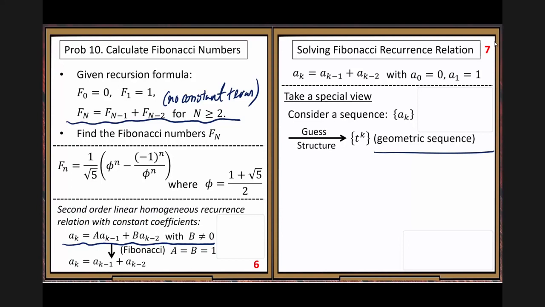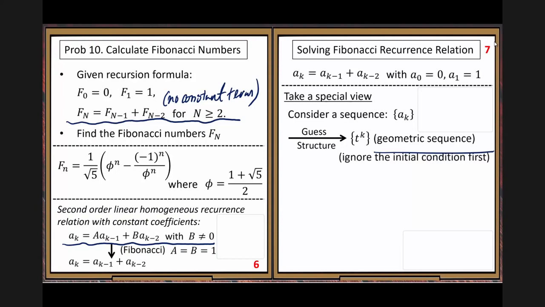Yeah, it's hard, but let's see if we can choose an appropriate T to match that A sequence. Because we have freedom to choose T, right? T is unknown. That means we can choose an appropriate T to fit our target sequence, the A sequence.